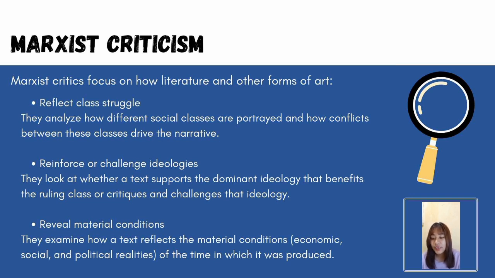So Marxist critics might explore how the text illustrates the ways in which the ruling class exploits the working class or how the working class resists this exploitation. Second, reinforce or challenge ideologies. So they look at whether a text supports the dominant ideology, the set of beliefs, values, and norms that benefits the ruling class, or critiques and challenges that ideology.